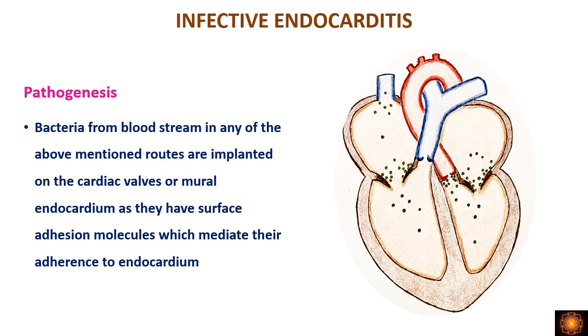Now, what is the pathogenesis? From the source of the infection, the bacteria enter into the blood, and through the vascular channels reach the heart. In the heart chamber, specifically, the bacteria get deposited on the valvular tissue, because some of the organisms have adhesion molecules which mediate their adherence to the endocardium, and typically these organisms deposit on the heart valves.